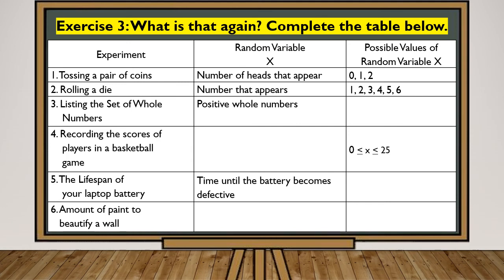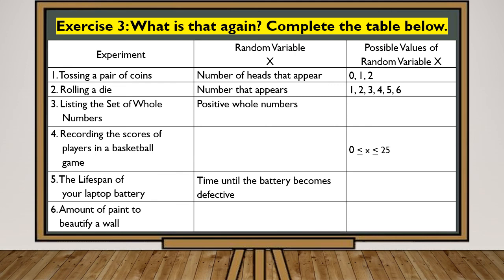So it's either you will get 0, meaning you will get tail tail, so there's no head. It's either you will get one head. It's either head tail or tail head. So there is one head. Or it's either you will get two heads. So it's either you will get head head. That's why two heads. So this is the possible values of the random variable. So you can refer to our previous lesson in identifying possible values.